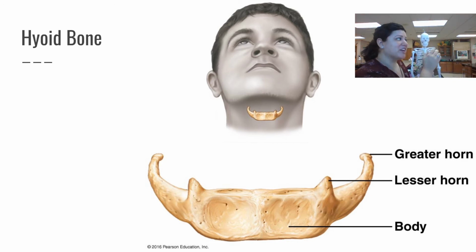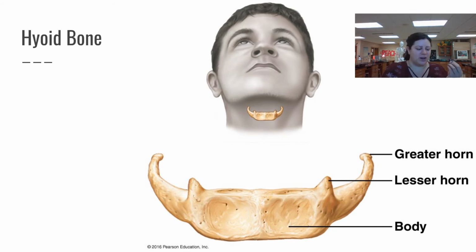You might be wondering, if it doesn't connect to any other bones, what holds it in place? And the answer is your tongue. So your tongue attaches to the hyoid bone, like back in there. And if we think about why, well, the functioning of the tongue, it has to be able to move so that we can speak and we can chew. And so if that hyoid bone was attached to another bone, it would limit the movement of the tongue. So because it's free floating, we have maximum movement.